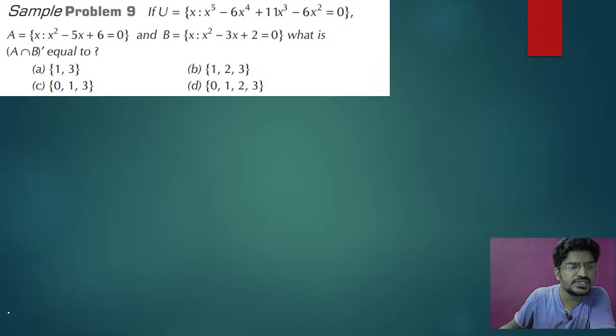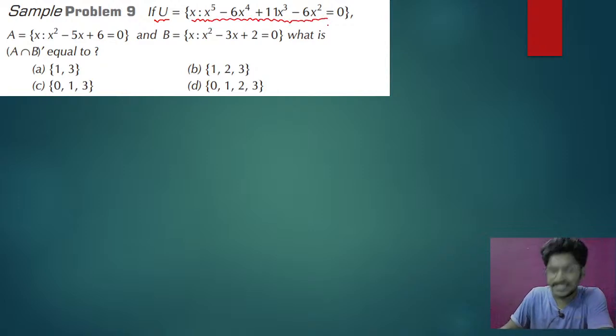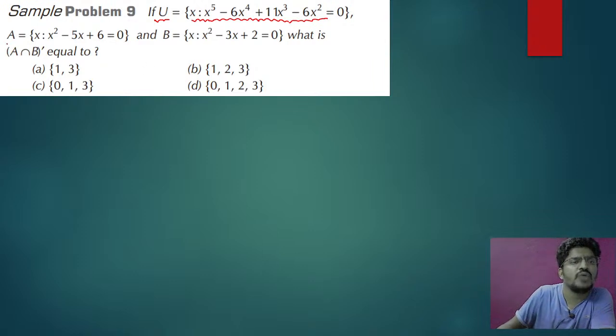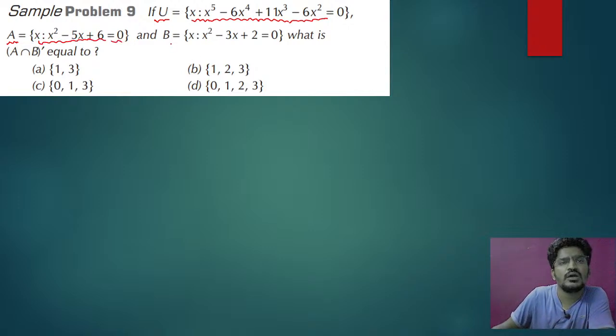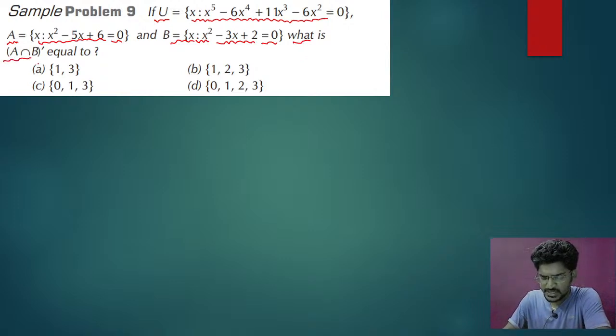Okay, now you just see this. Here they have given the set U. What is set U? U is the set of x such that x to the power of 5 minus 6x raised to 4 plus 11x cube minus 6x square equal to 0. And you have set A as x such that x square minus 5x plus 6 equal to 0, and set B such that x square minus 3x plus 2 equal to 0. What is (A intersection B) whole complement, they are asking.